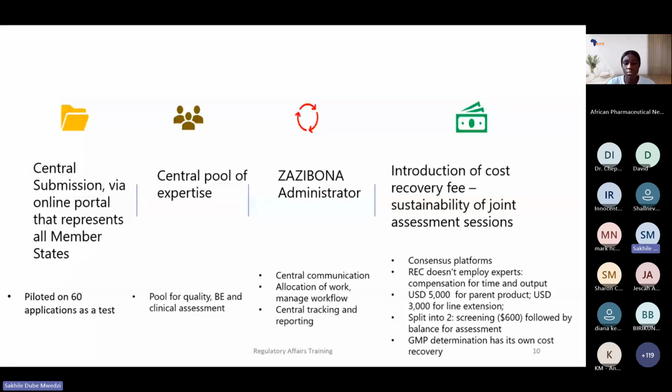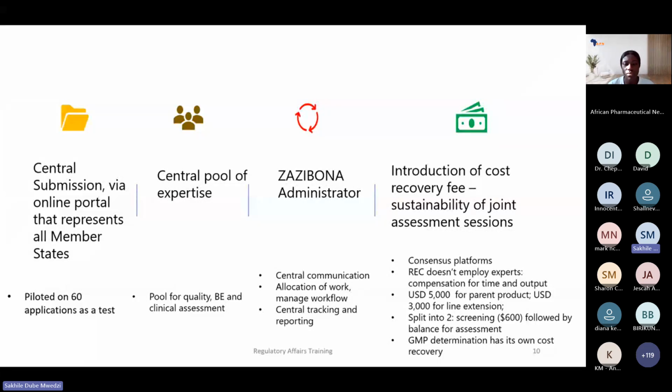And so when we introduced the fees, it's not just that we needed to have some money lying around somewhere, but it's really about sustainability and making sure that this alternative pathway, which by the way is a voluntary pathway, so you don't necessarily have to use ZAZIBONA. It's up to you. You make the choice. And right at the end, I'm going to talk about some of the guiding principles that will help you to decide whether this pathway is for you or not.